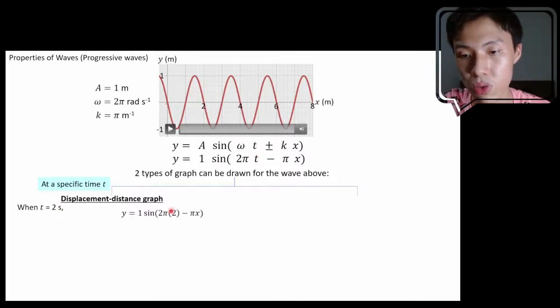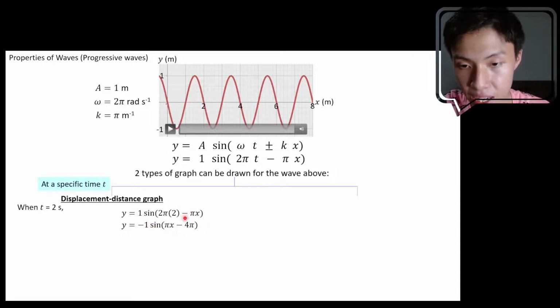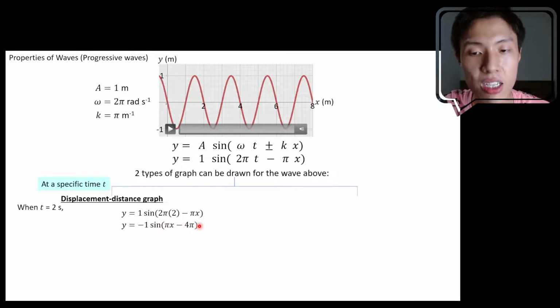So you substitute 2 to replace the t over here, then the equation that you should obtain is y equals negative 1 sine pi x minus 4 pi. I have taken the negative sign out. So here there's a negative. If I take out the negative sign, then it becomes positive. Then I change the position. I bring the 4 pi to the back. 4 pi previously was positive, but because I take out the negative sign, it becomes negative. Okay, so y equals negative 1 sine pi x minus 4 pi.